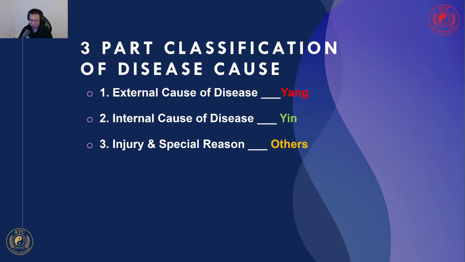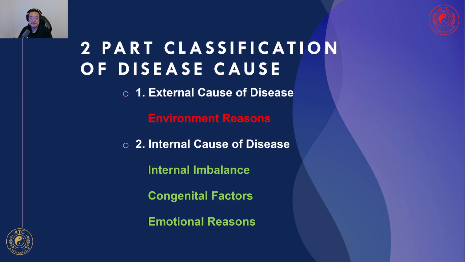So we go back, and the two-part classification of disease course is widely accepted by nearly all the TCM learners. They think that two-part classification of disease course is simple, easy to understand and easy to remember. There's just two, yin and yang. So to be specific, the external cause of disease, we call it a yang reason, yang course.